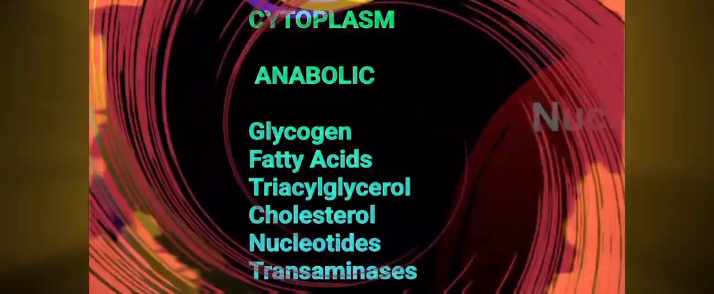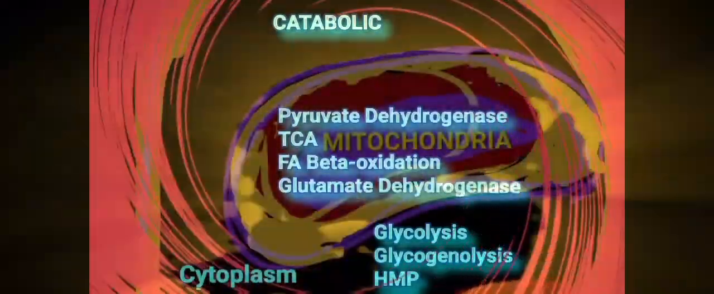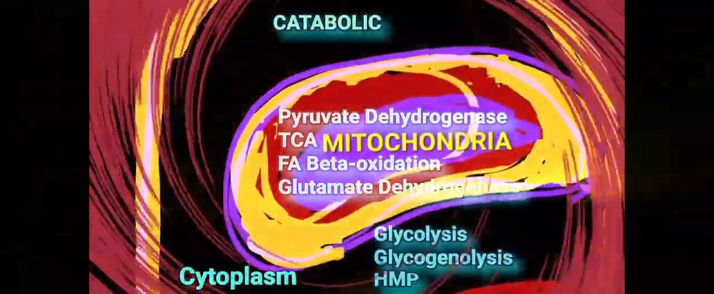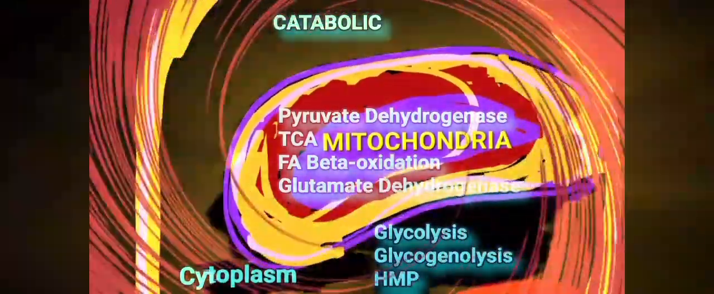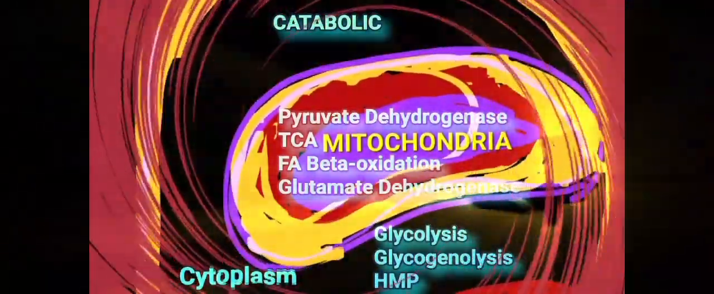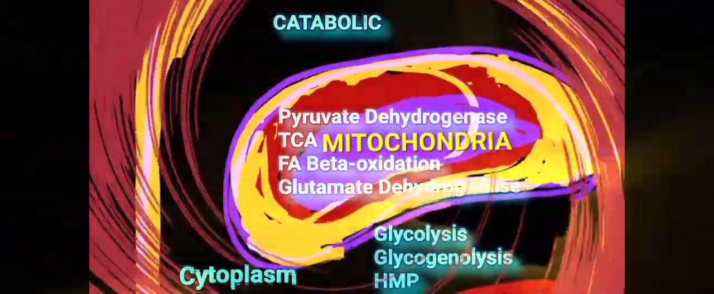Metabolism is compartmentalized. Some of the most important anabolic pathways occur in the cytoplasm. This includes glycogen, fatty acid, triacylglycerol, cholesterol, and nucleotide biosynthesis, as well as amino acid biosynthesis. On the other hand, some of the most important catabolic processes occur in the mitochondria, including pyruvate dehydrogenase, TCA cycle, fatty acid beta oxidation, and glutamate dehydrogenase, with glycolysis, glycogenolysis, and HMP pathway occurring in the cytoplasm. It is noteworthy that the urea cycle and gluconeogenesis start in the mitochondria and continue in the cytoplasm.